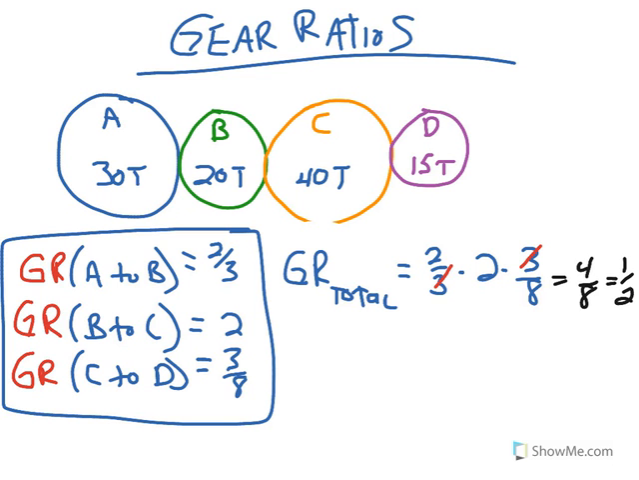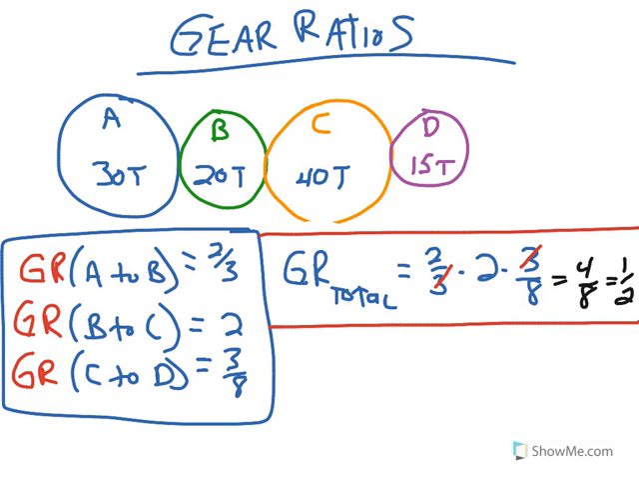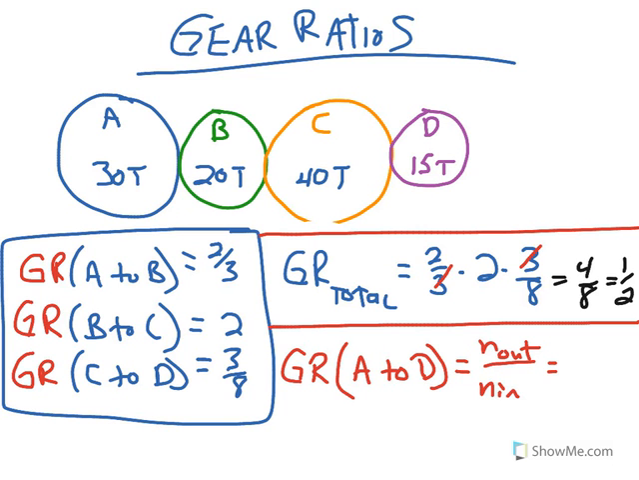Here's something really important. There's an important note here. The gear ratio of this entire train here is 1/2. If it's just a gear train, not a compound gear train, you can find the same answer by just taking the gear ratio of the first gear to the last one. Like in this case, once again, it's always n out over n in. Number of teeth for gear D is 15. Number of teeth on gear A is 30. It is not a coincidence that that reduces to 1/2.